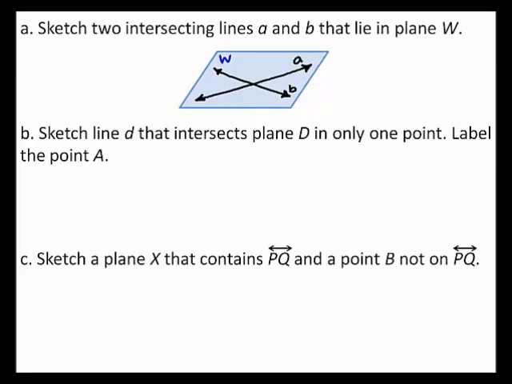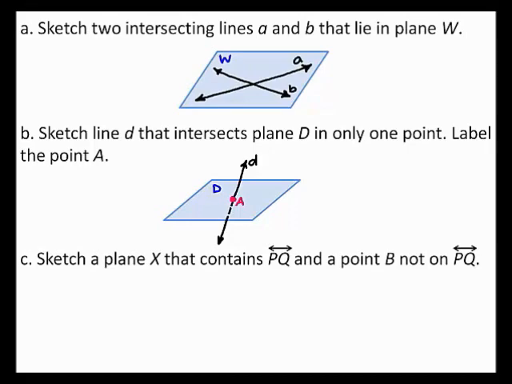Next, to draw the sketch in part B, first, draw a plane and label it plane D. Next, draw a line that intersects plane D in only one point and label this line line D. Finally, label the intersection of plane D and line D as point A. This gives you a sketch of line D that intersects plane D in only one point, point A.